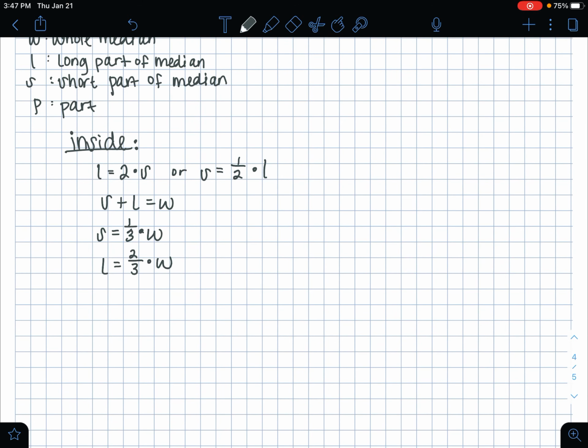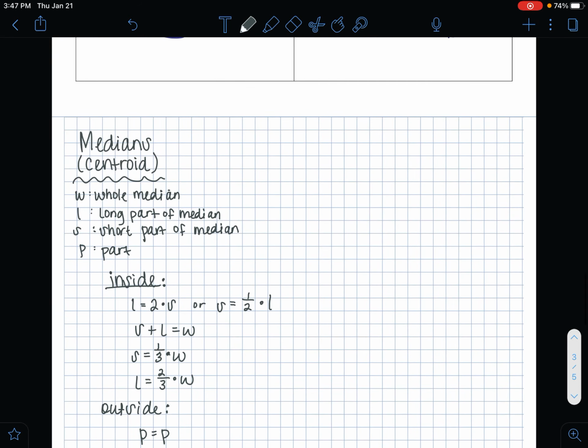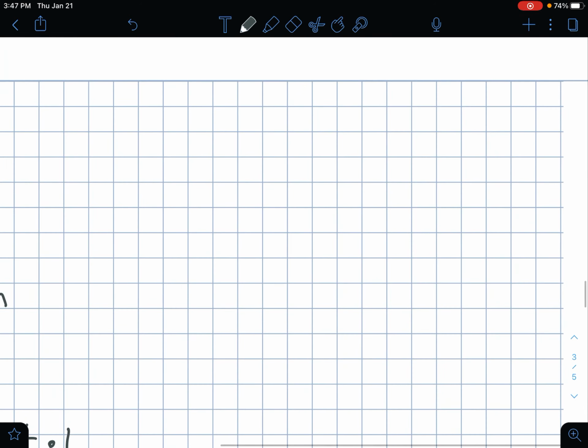All right, so now for the outside, or the exterior of the triangle, it's going to be part equals part. It might be part plus part equals whole, but it shouldn't. So part equals part for that. All right, now let's move on to the next segment. I'm doing these in kind of a weird order.